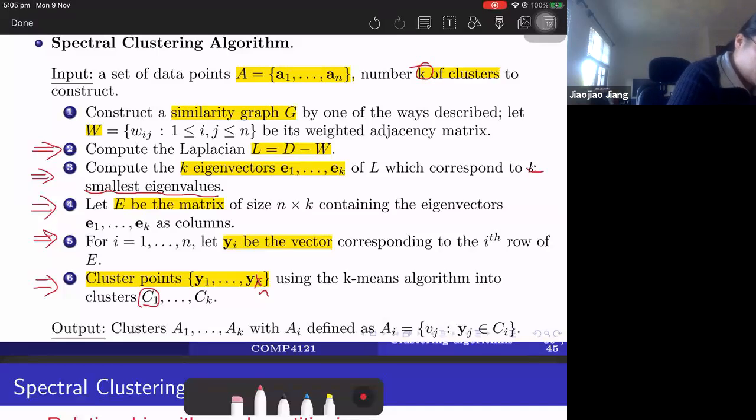All right. So the output would be the clusters A1 to AK, and each Ai consists of the vertices vj where yj is in cluster Ci.